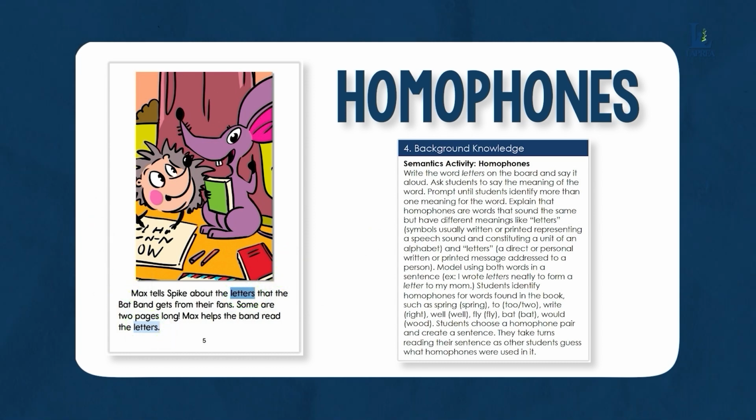I'd pull out 2 words, and I would also really bring students in to see if they can find words that can have 2 meanings, like the words spring, two and two, right and right, well and well, fly and fly, bat and bat. So I would ask students to go into the book and see if they could find a word that has more than 1 meaning. So that's a quick way of bringing homophones in.